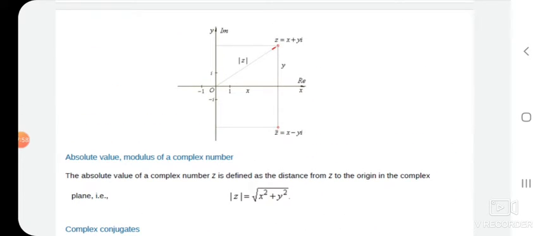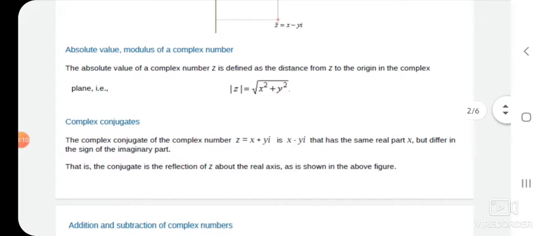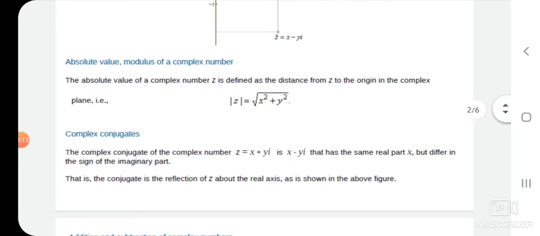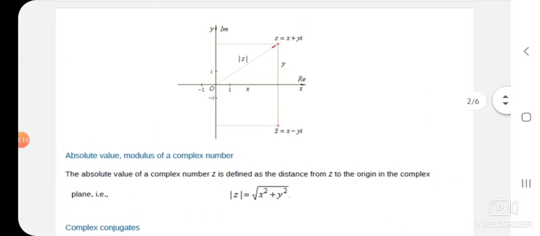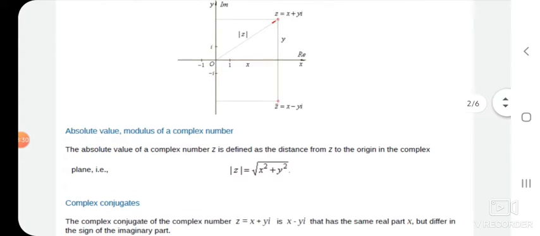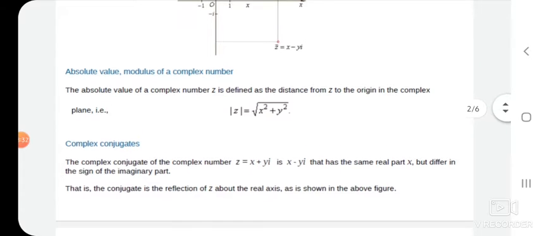Z is equal to x plus iy, and its reflection z bar, which is nothing but the complex conjugate, is equal to x minus iy. The real part of the complex conjugate and its complex number is the same, but they differ only in the imaginary part. If plus i is there, its complex conjugate is minus i. If minus i is there, its complex conjugate is plus i. That is the difference between the complex conjugate and its complex number.